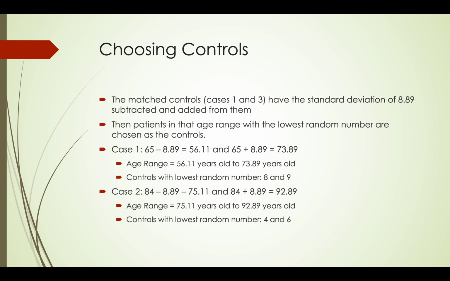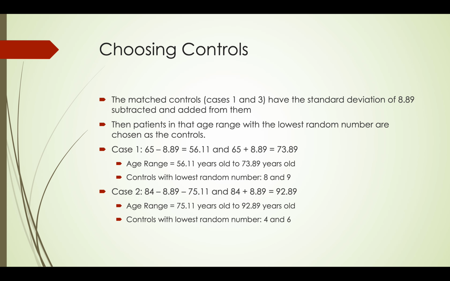Now that we have the standard deviation and our matched controls, we want to choose controls for these cases. The first thing we're going to do is find the ages of our cases. For case 1, which is patient 1, the patient is 65 years old. For case 2, which is patient 3, the patient is 84 years old. The second thing we're going to do is add and subtract the standard deviation from these ages to get an age range for each case.